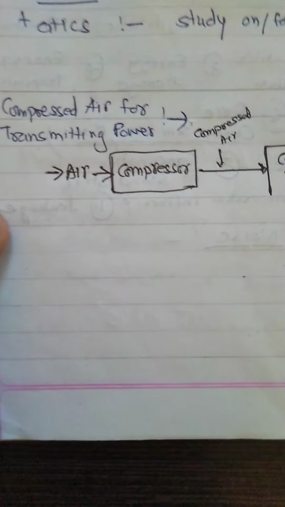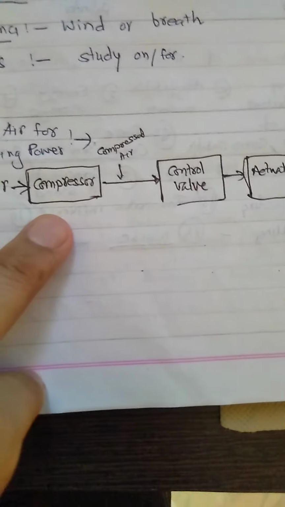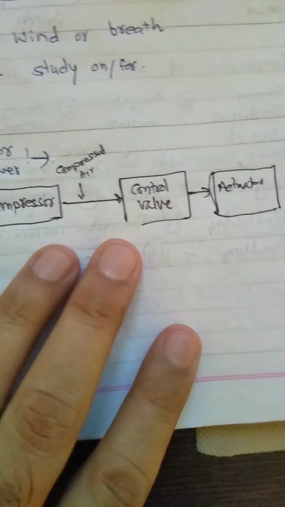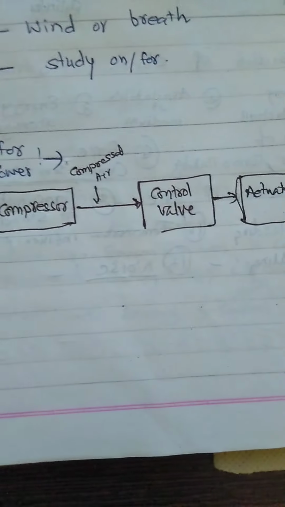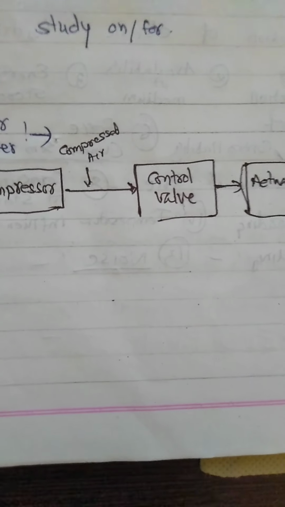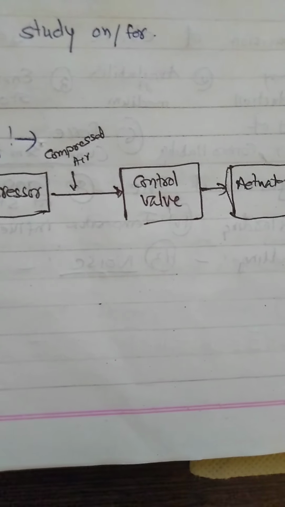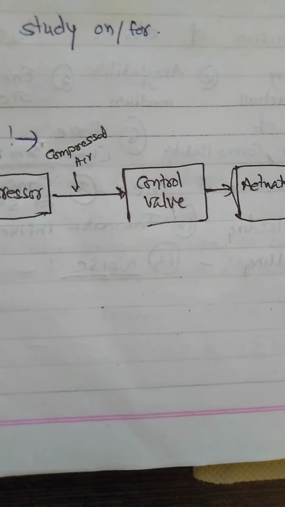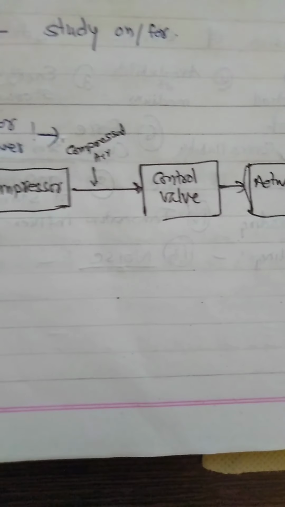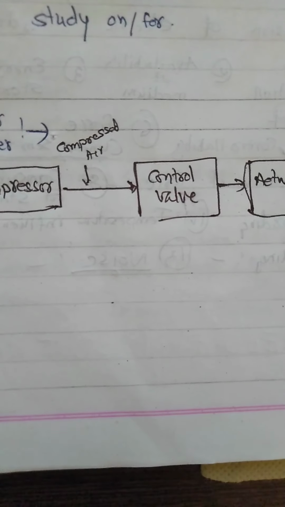Now we'll be discussing compressed air for transmitting power. You can see three blocks: compressor, control valve, and actuator. This is a very simple, very basic pneumatic system. The pneumatic medium usually employed for transmitting power is the highly compressible air. Since gaseous substances are compressible in the ratio of decrease in volume to increase in pressure, a compressor is used as an energy source here.